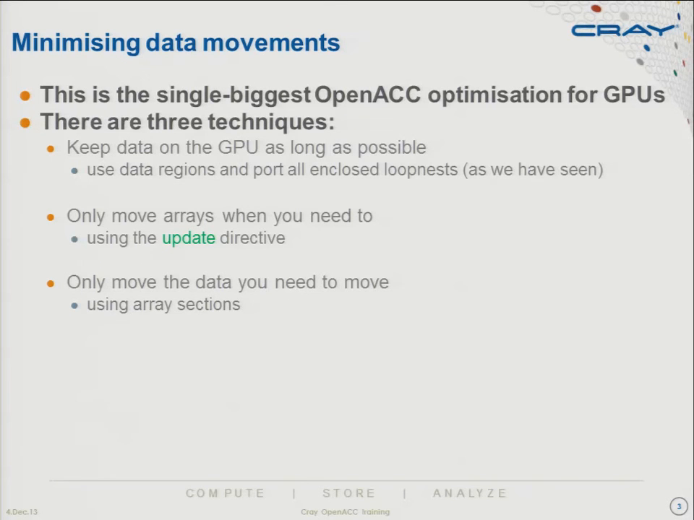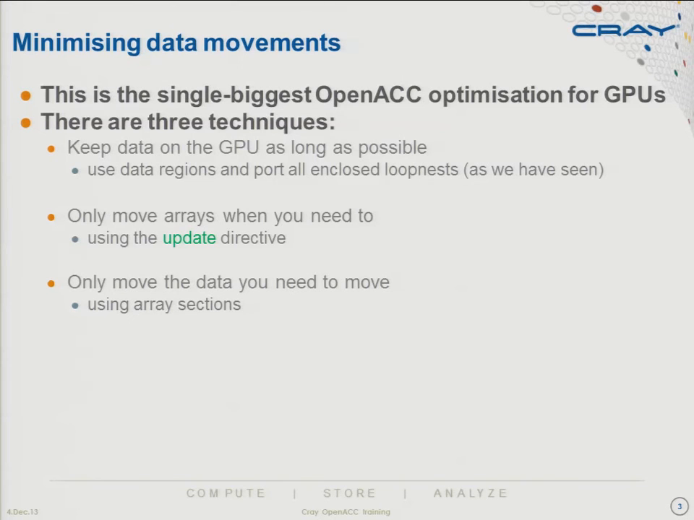So within that data region, if you need to move some data back to the CPU, you don't want to synchronize everything by ending the data region. You can use a directive called update to just move the amount of data that you want to move. And when you move the data, only move what you need. If you don't need the whole array, don't move the whole array. If all you're trying to do is move the edges of the array, the halo, because you're going to do MPI to send them to the nearest neighbor processes, don't move the whole array, just move the halo.